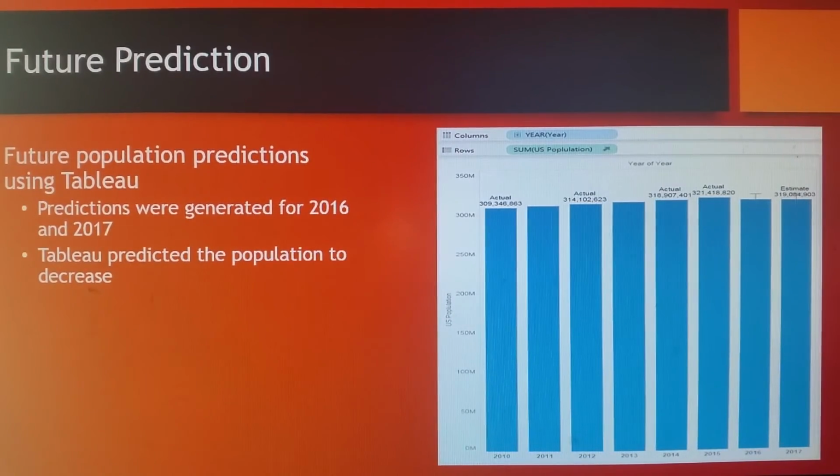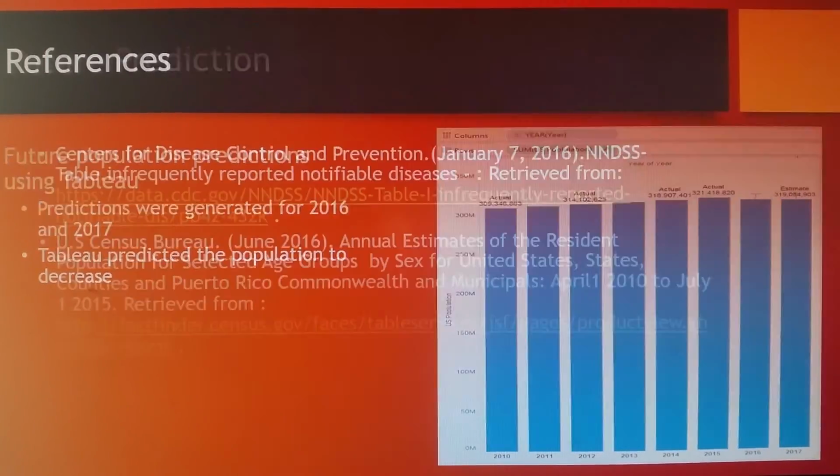I performed some predictive analysis using the Tableau forecasting tool. I predicted the U.S. population from 2016 through 2017. Tableau predicted that the U.S. population would decrease during those years. I think that it is highly unlikely that the U.S. population will decrease because the population has been increasing since 2010.